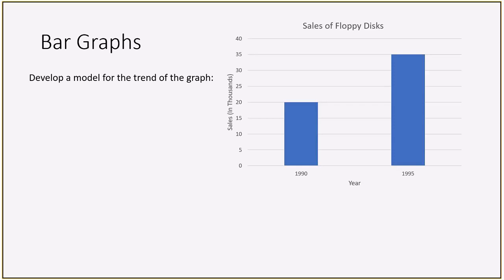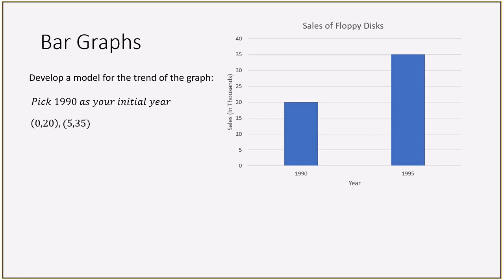So I'm going to try to find a line that goes through or follows a trend that this graph is kind of representing. So to do that, we need to kind of find points. And it doesn't look like we have points. It looks like we have 2 bars, but really those bars are just actually representing a point.